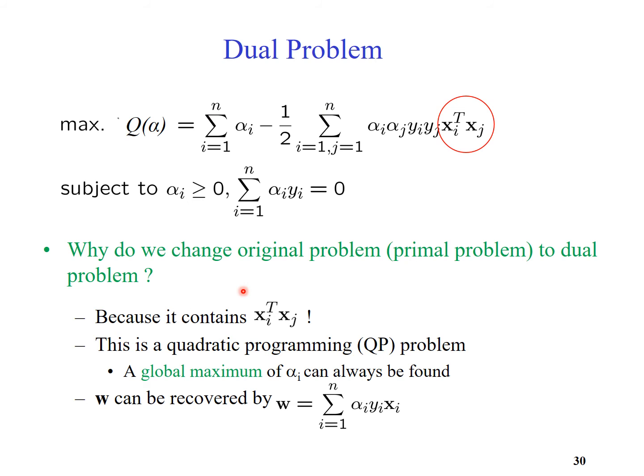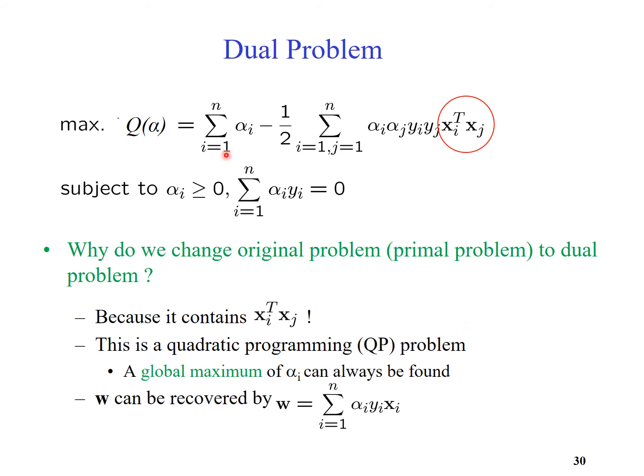The second reason is much more important. This dual form contains this term, xi transpose xj. This is super important. We changed the primal problem to the dual problem mainly because of this term. You may wonder why this thing is so important. We're going to talk about it a little later on, but what I'm going to say here is that because of this term, we are able to solve nonlinear problems. That's why this thing is super important.